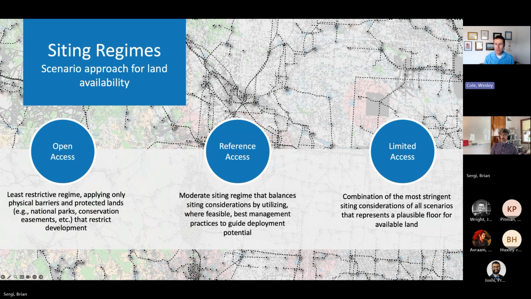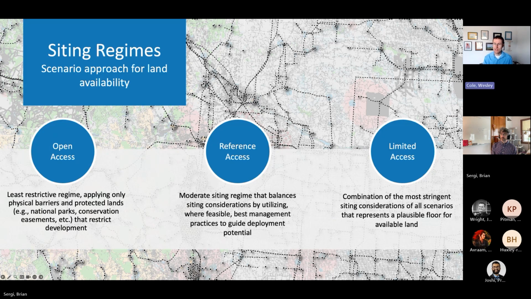So the open access siting regime, that's where we are effectively just saying, if there is resource there and there's not a hard limit for excluding it, then we're going to characterize that resource in that supply curve. So this one will only remove places where there's physical barriers, like, there's really steep mountains or protected lands like national parks. Those will be excluded. Everything else, for the most part, is going to be available.